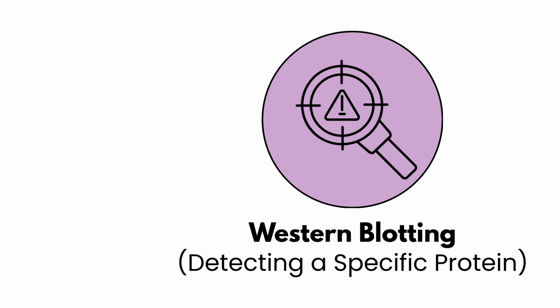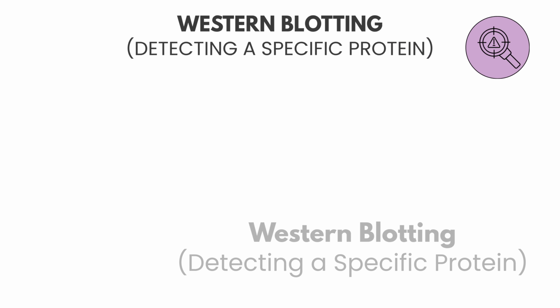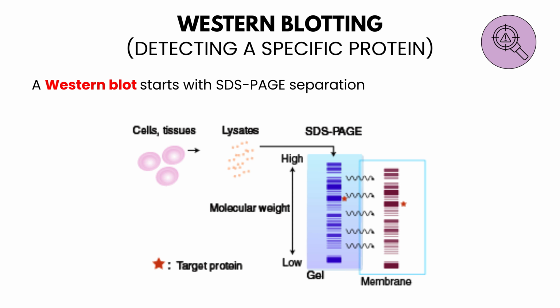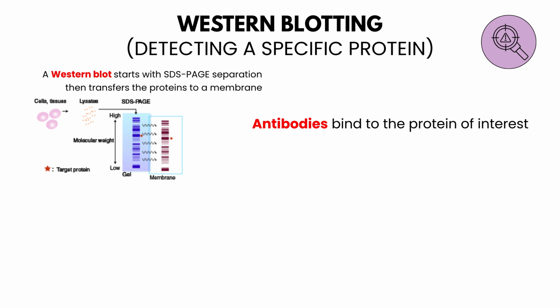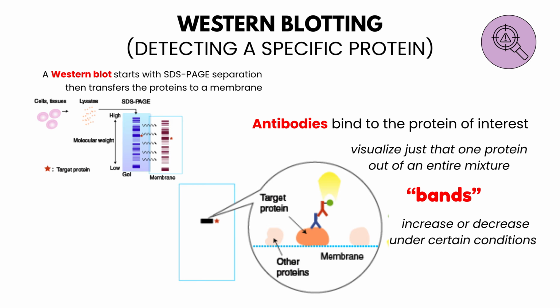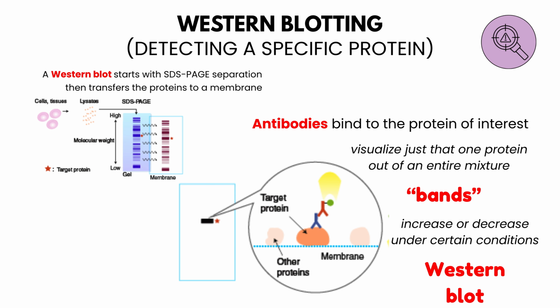Western blotting, detecting a specific protein. A Western blot starts with SDS-PAGE separation, then transfers the proteins to a membrane. Antibodies bind to the protein of interest, allowing you to visualize just that one protein out of an entire mixture. When a passage shows bands that increase or decrease under certain conditions, it's almost always a Western blot.